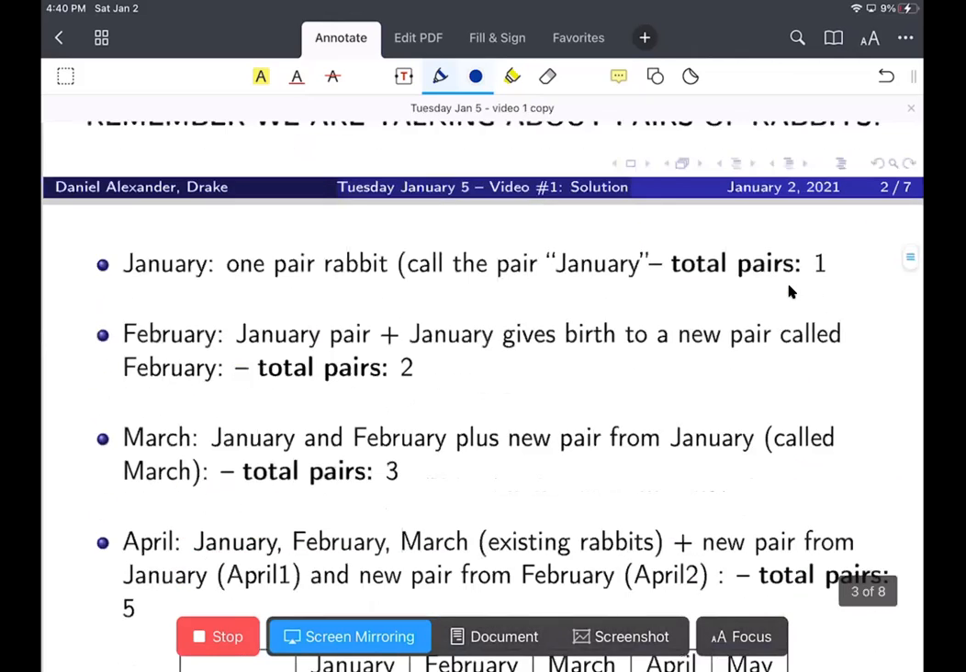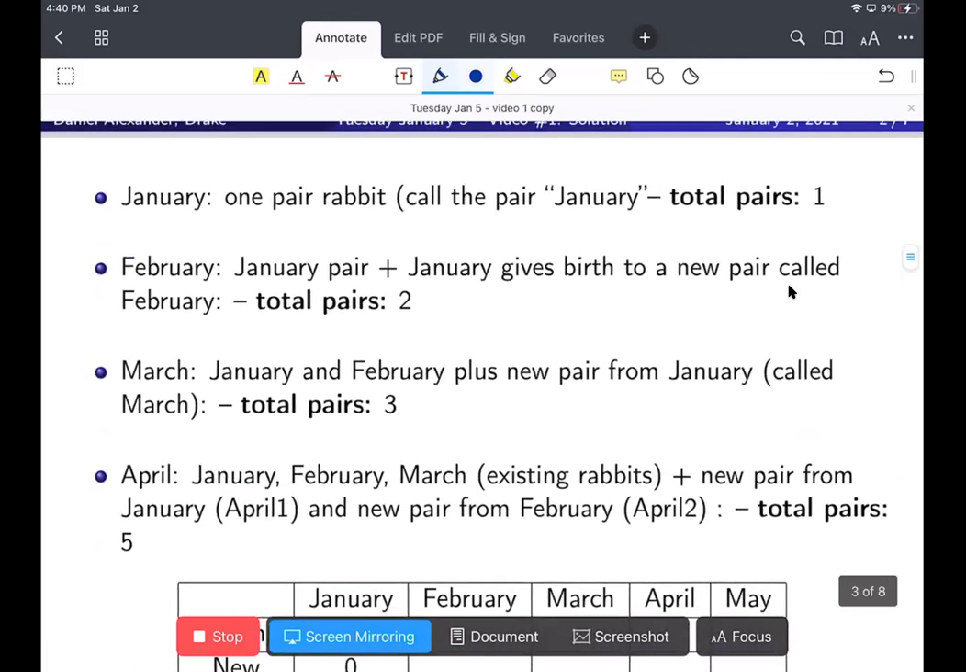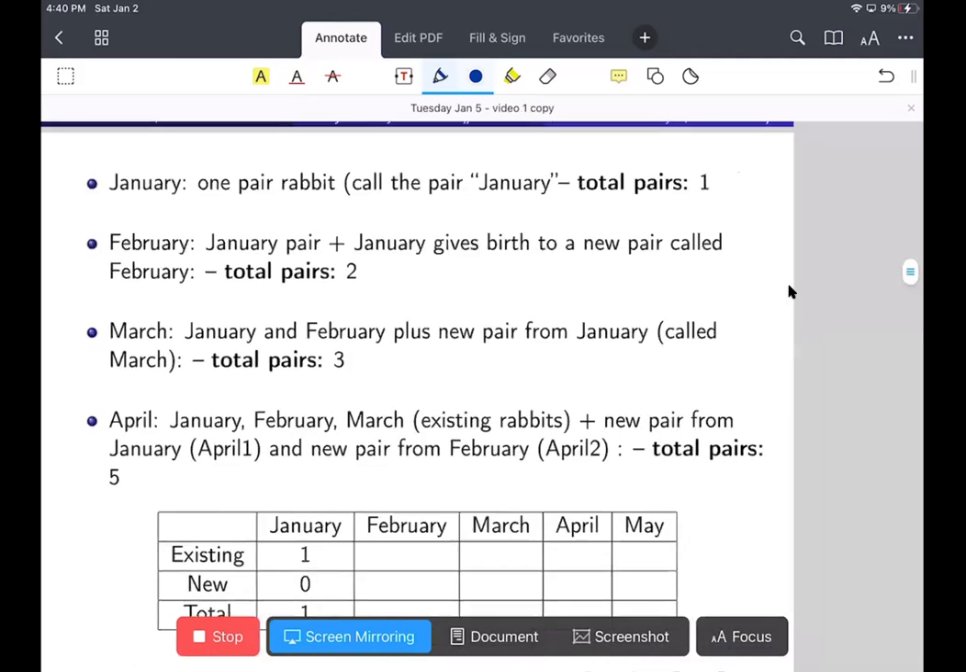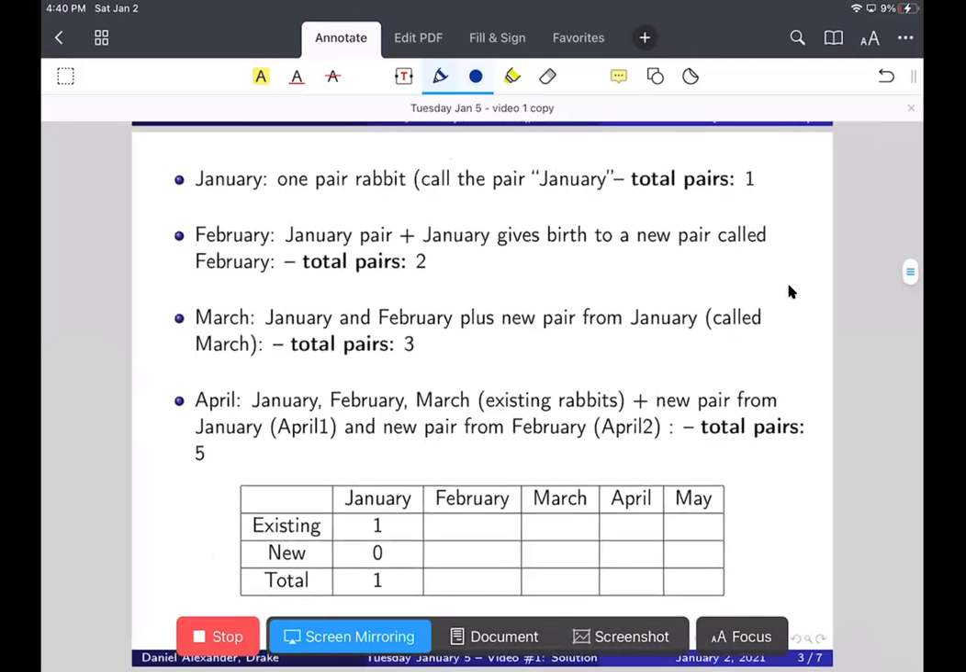Okay, so we're going to start solving it. I want to just go over the setup. Here, let me shrink the screen just a little bit so we can see it better. In January, there's one pair of rabbits. I'm going to call that pair January. In February, we have the January pair, and January gives birth to a new pair called February. So we have two pairs now. What I'm writing here is the total for January: there's one, there are no new births. This total always goes up here. In February, there's an existing one, then there's a new pair born, so we get one new one. And now we have two pairs of rabbits.